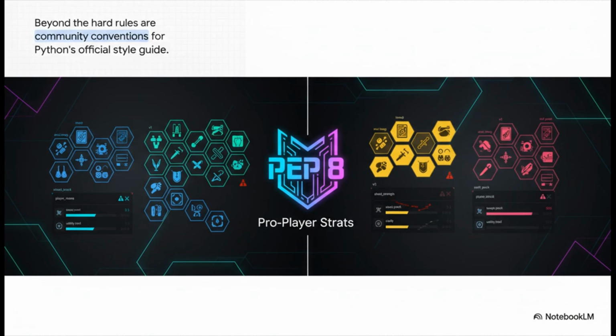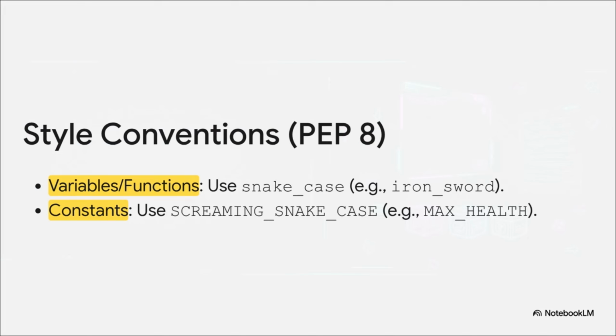Okay, so those were the hard rules to keep your game from crashing. Now, let's talk about the pro player strat. These are the community best practices, what the pros call PEP 8. And they're all about keeping your inventory clean, organized, and easy for other players or even your future self to understand at a glance. The main convention is actually pretty simple. For your regular, everyday items, things whose values might change, you use what's called snake_case. That's just all lowercase words connected by underscores.